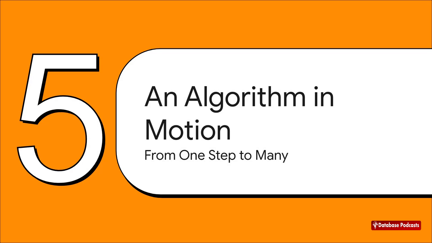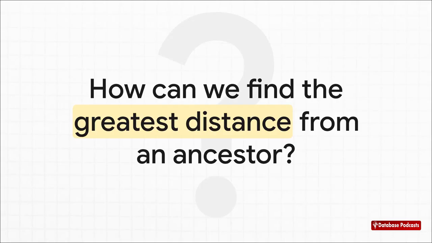Okay, so a single operation is pretty cool. I'll give you that. But the real magic, the really amazing stuff, happens when we chain these operations together, one iteration after another. So let's try to solve a more complex problem. Imagine a big family tree, or any kind of hierarchy. For every single person in that tree, we want to find out how many generations they are from the oldest ancestor they're connected to. This is a classic graph traversal problem.